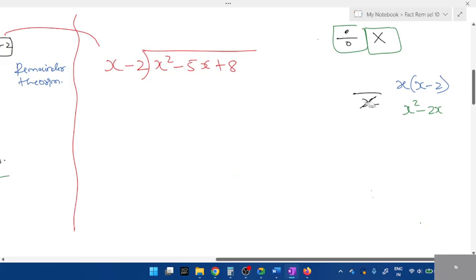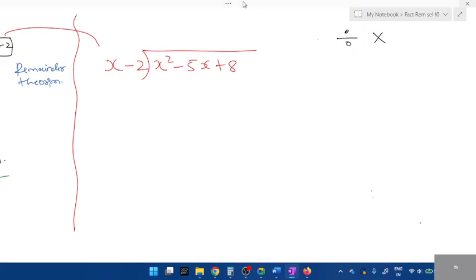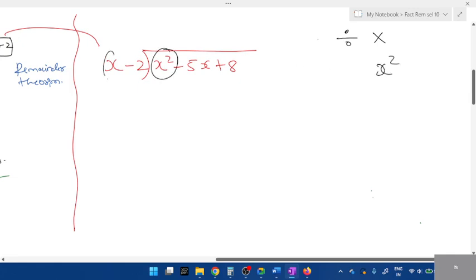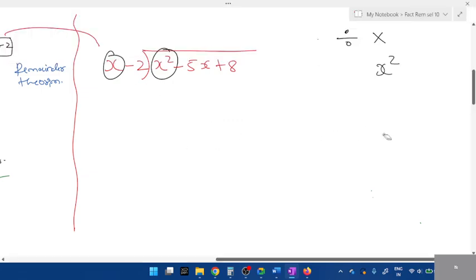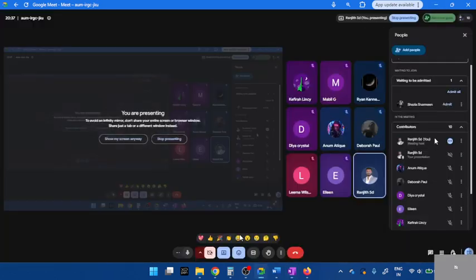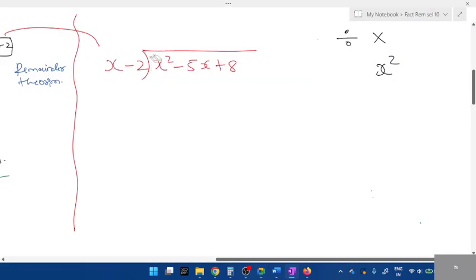Okay, what's the first thing we do, students? Division or multiplication? Division. Take the first value. Basically, if you're dividing, how do you divide this? First, you take 10 and divide by 3, right? Same thing. You take x square and divide it by x. What do you get? Write it in the quotient. After division, next.